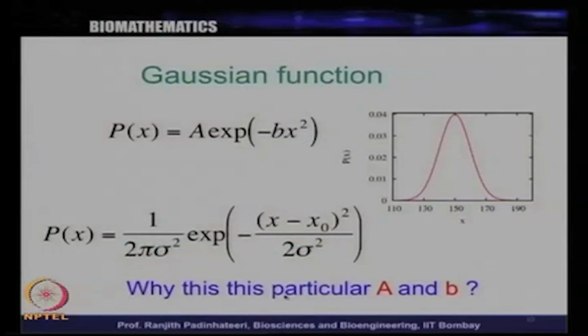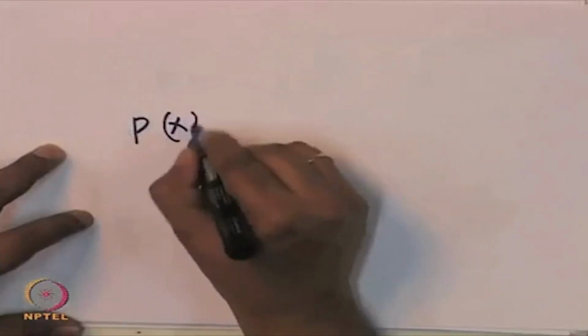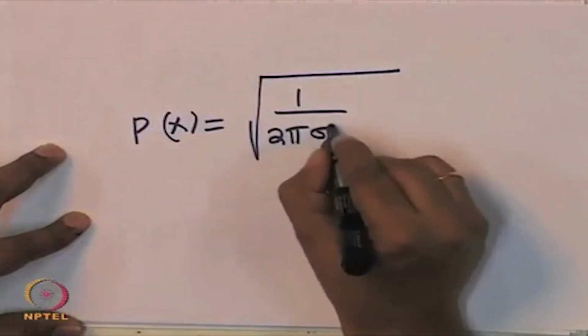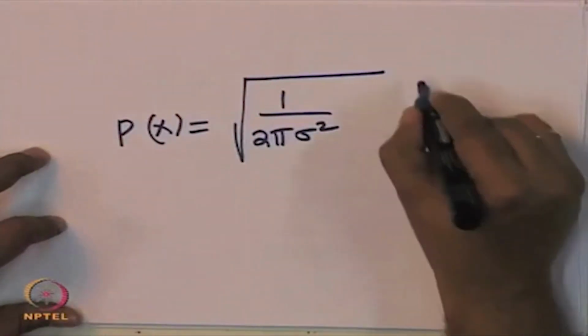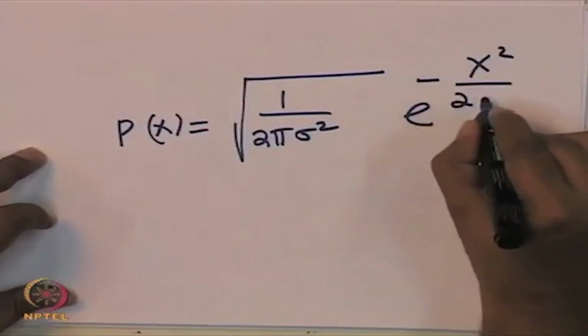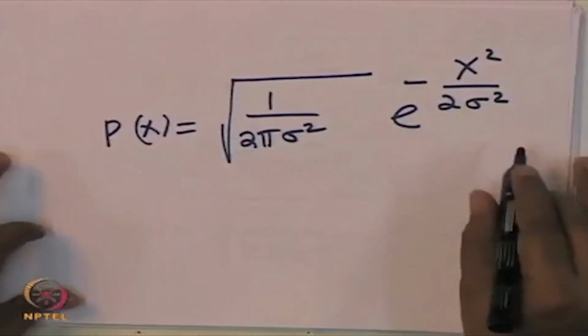When we had asked this question, why this particular a and b, we found a relation. There is a square root here which is forgotten on the slide. So, the correct form as it should be is P of x is root of 1 by 2 pi sigma square into e power minus x square by 2 sigma square. This should be the correct form.